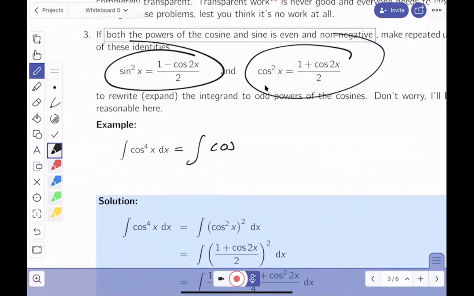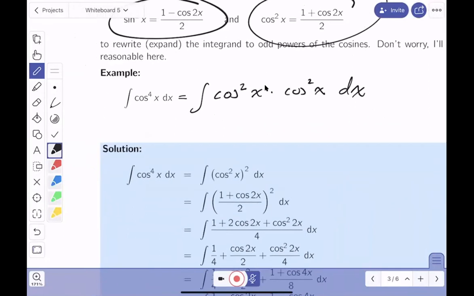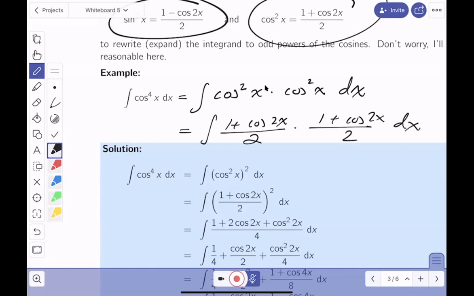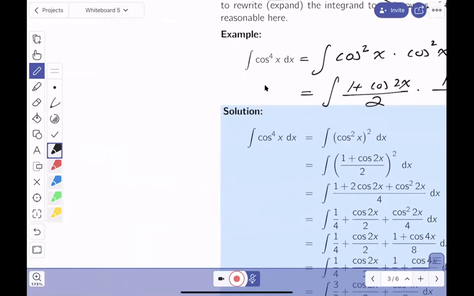So it's really cosine squared x times cosine squared x dx. I'm not saying it's going to be easy for you, but just write it down now. What do you get? Well, cosine squared is going to be 1 plus cosine 2x over 2 times 1 plus cosine 2x over 2 dx. All right, I'm running out of room, so I'll write this over here. I would get a 4.